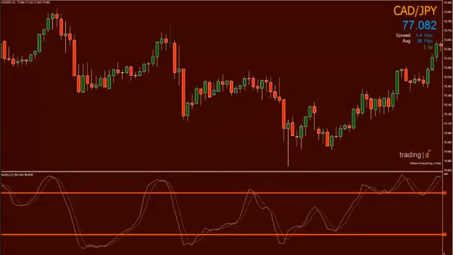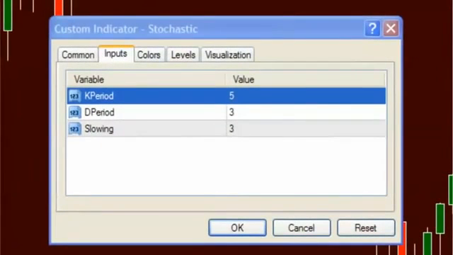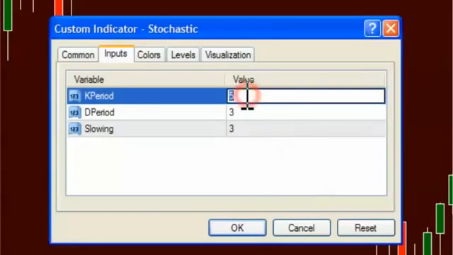Trading with a stochastic can be complicated or can be traded in a simple format when understanding its purpose. The standard or default setting for a stochastic is generally 5-3-3, as you can see here. Now these settings or parameters can be changed to higher values to eliminate noise. The lower the settings, the more the stochastic acts erratic. The higher the settings, the smoother the stochastic acts.